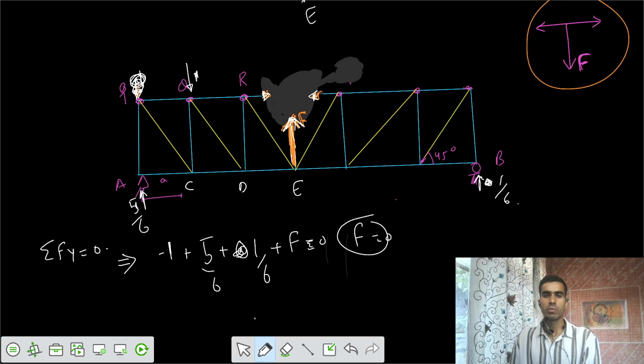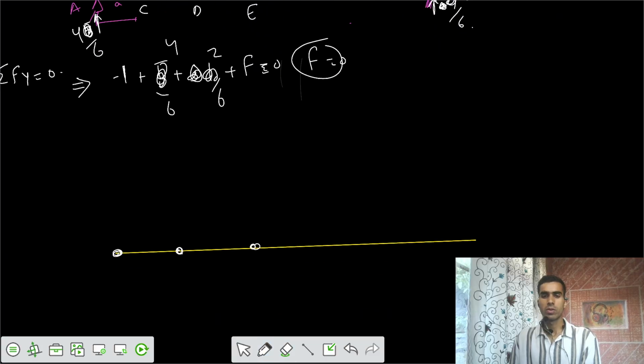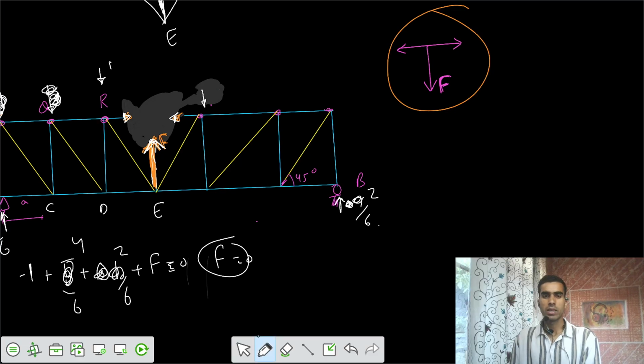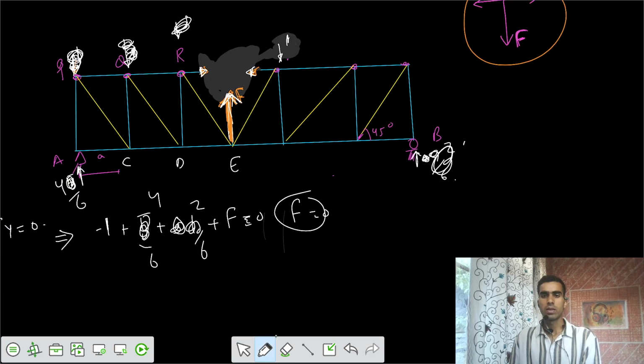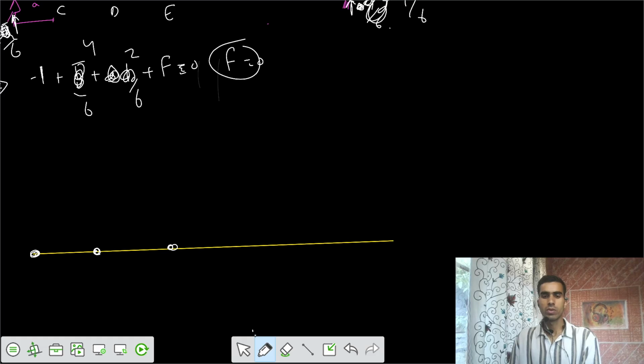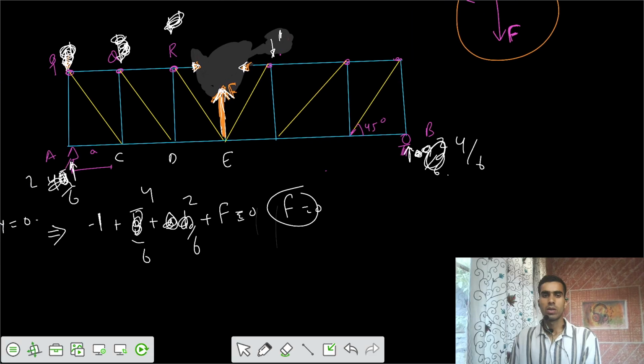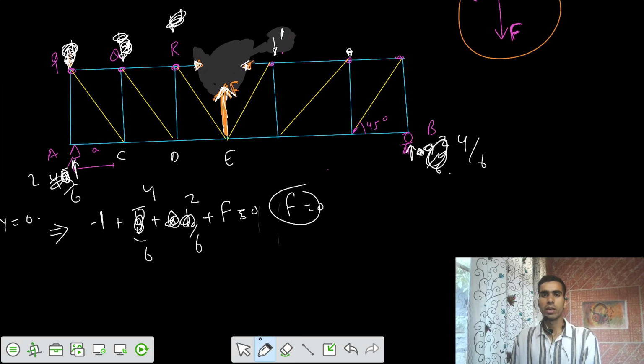Similarly, if the loading is placed at R, unit load of 1, the reaction here would be 4 by 6. This reaction is 2 by 6. I would say -1 downwards, 4 by 6 upwards, 2 by 6 upwards, F equals 0. So F equals 0. And if I place the load from this side, load of 1, the reaction here would be 4 by 6 and this one is 2 by 6. And finally F equals 0. And if I place the load here, I would get reaction 5 by 6. This is 1 by 6. And I would get 5 by 6.